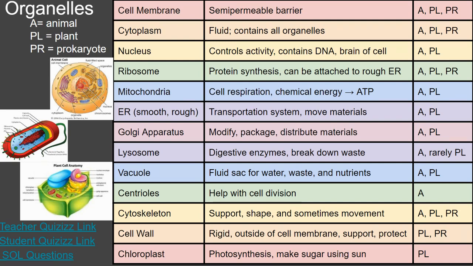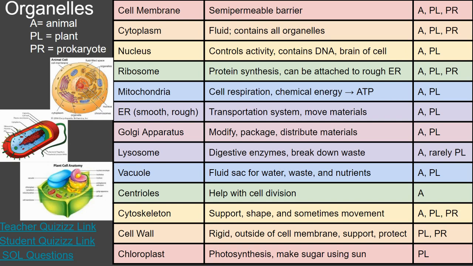The first organelle that I want to talk to you about is the cell membrane. That is a semi-permeable barrier around the cell, and every single type of cell has a cell membrane. What do I mean by semi-permeable? Well, that just means that there are only certain things that can pass in and out of the cell.